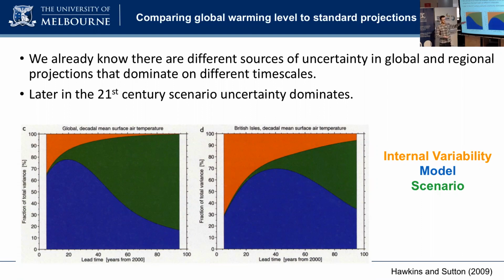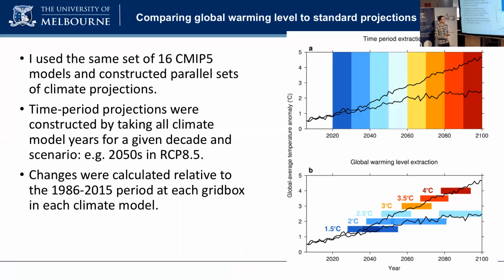So we've got these different sources of uncertainty. And if we're thinking about projections forward in time, different uncertainties are more important versus projections for given global warming levels. And I'll talk about that more in a second.